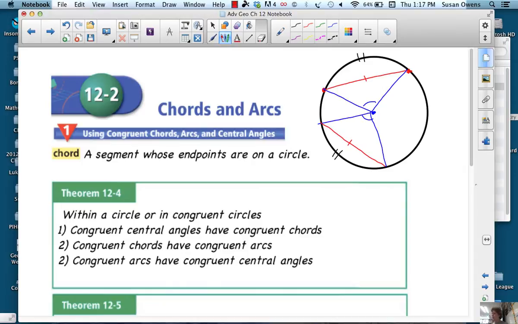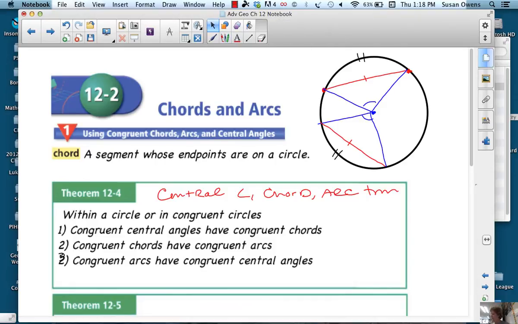I let you go from chords to central angles, or from chords to arcs, or from central angles to arcs, or from arcs to central angles. And what we call this one is the central angle chord arc theorem. When you use this, you can just call it the central angle chord arc theorem, and you can use it in any order, even including the reverse of 1 or 2, or actually this should be 3. There we go. Okay, so that's the first one.